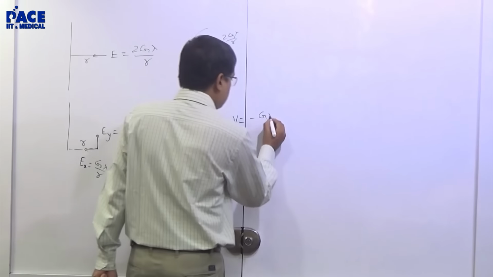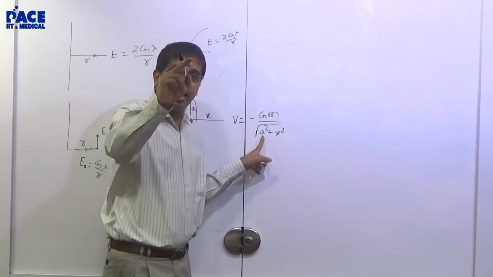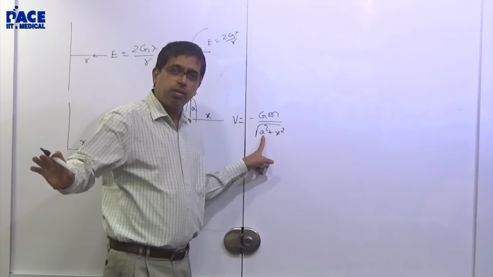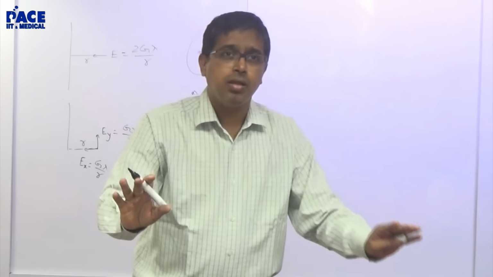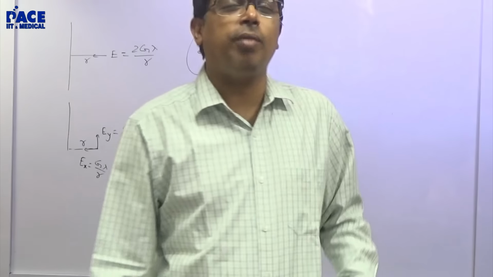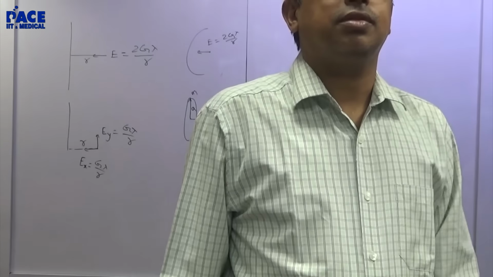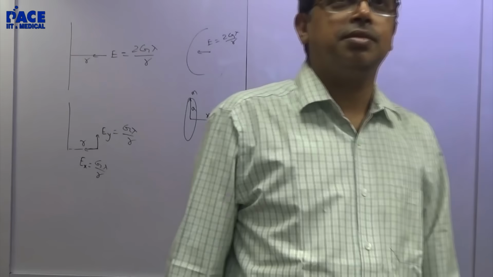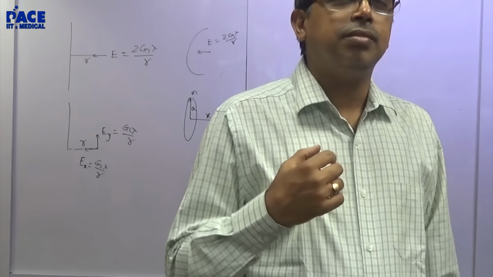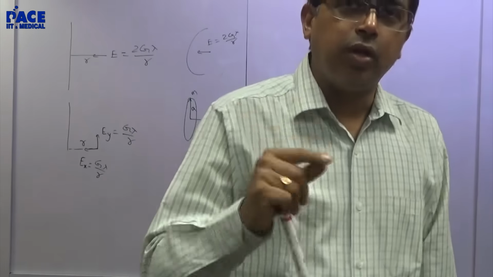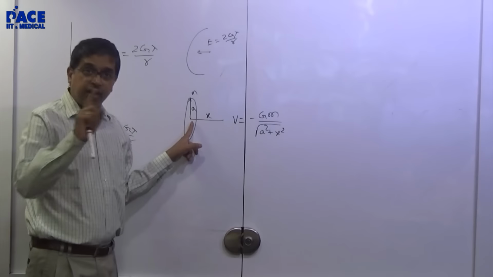M by A square x square under root A square x. What does A stand for? Acceleration of small m or capital M? Not acceleration, so distance. A stands for distance. Radius. Who asked you people to prompt that answer? Who all prompted answer as radius? Raise your hands once. And what does X stand for? Distance of that point from the center of the ring. Clear?